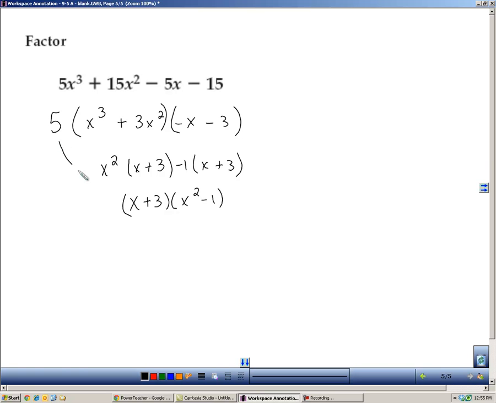Now don't forget this 5 that we factored out is still part of the factors, and it has to be included. But now you might look at this and notice, well, here's the difference of squares that we were looking for. How do you factor x squared minus 1? We use x plus 1 and x minus 1.